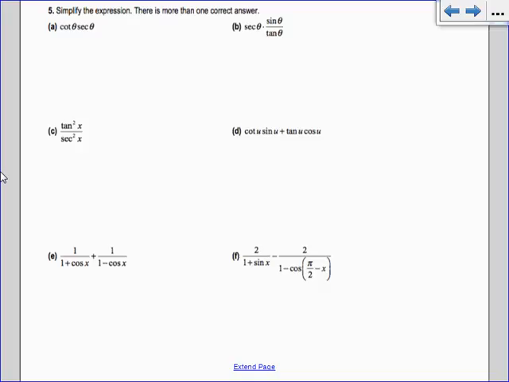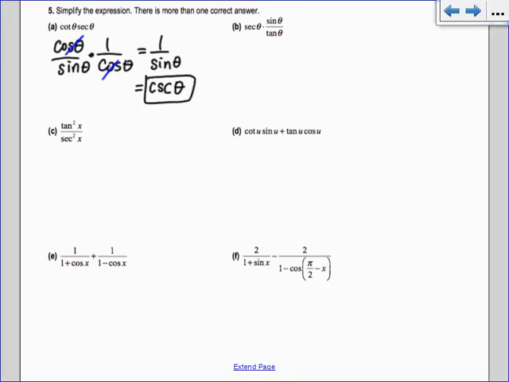All right, so the first one, you have cotangent times secant. Well, let's just write what they are with sines and cosines. Sometimes that's helpful. So cotangent is cosine over sine, and secant is 1 over cosine. So you can see that the cosines reduce. So I get 1 over sine, which is the same as cosecant theta.